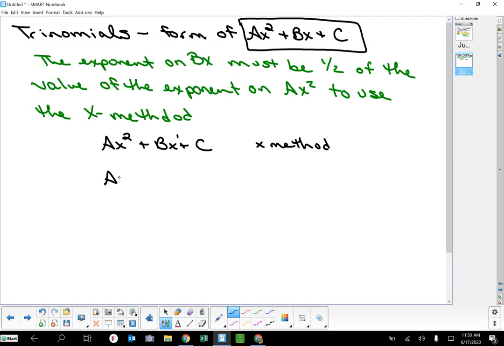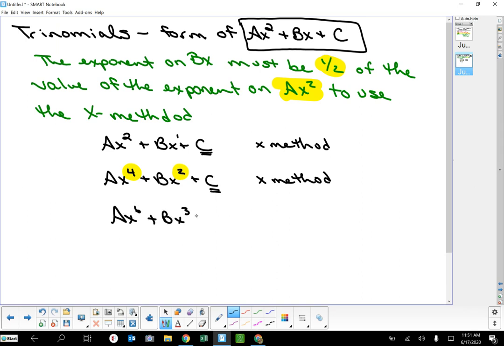If we had ax to the 4th plus bx squared plus c. Now, c is a constant, right? This is a number with no variable on it. Take a look here. The exponent of the bx term is 2, and it has to be half of the exponent on the first term. The first term is actually to the 4th, and 2 is half of 4. So you could use X method for a problem like that. What if you had ax to the 6th plus bx cubed plus c? Well, 3 is half of 6, so that would be okay.